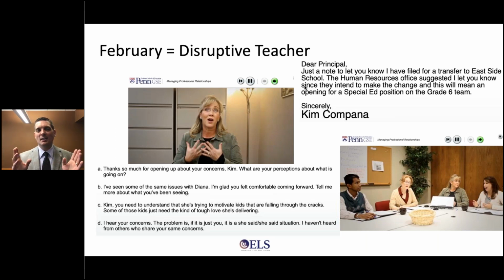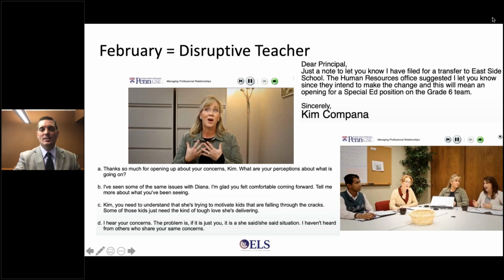Now, the interesting thing about this simulation is two-thirds of the time that I facilitate this, and I've facilitated this one 75 times, a ridiculous amount, the majority of the participants choose to send Kim back to the so-called bully teacher, and she immediately resigns. Her resignation is in the top right-hand corner here. And we talk about that little snap decision that you make as a leader that could cause one of your best teachers to resign.